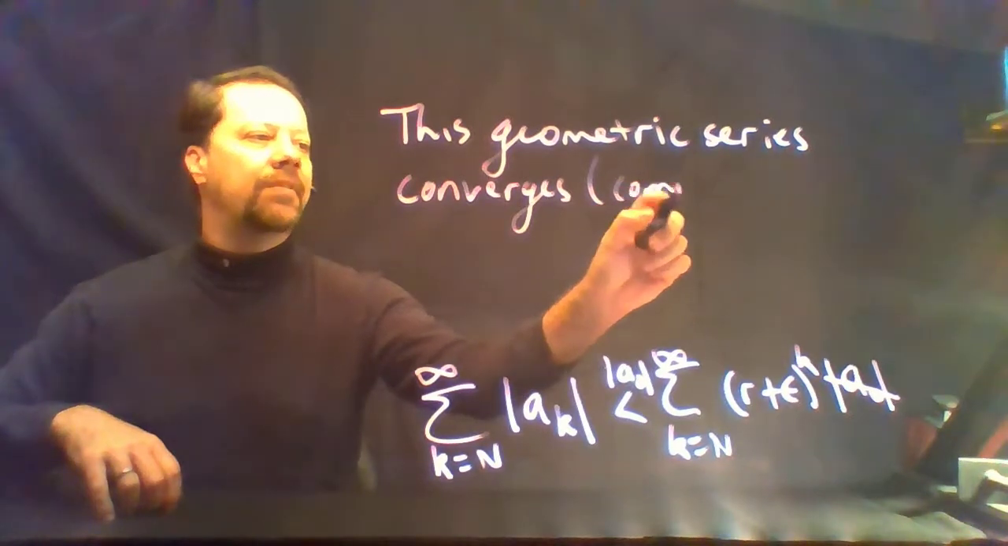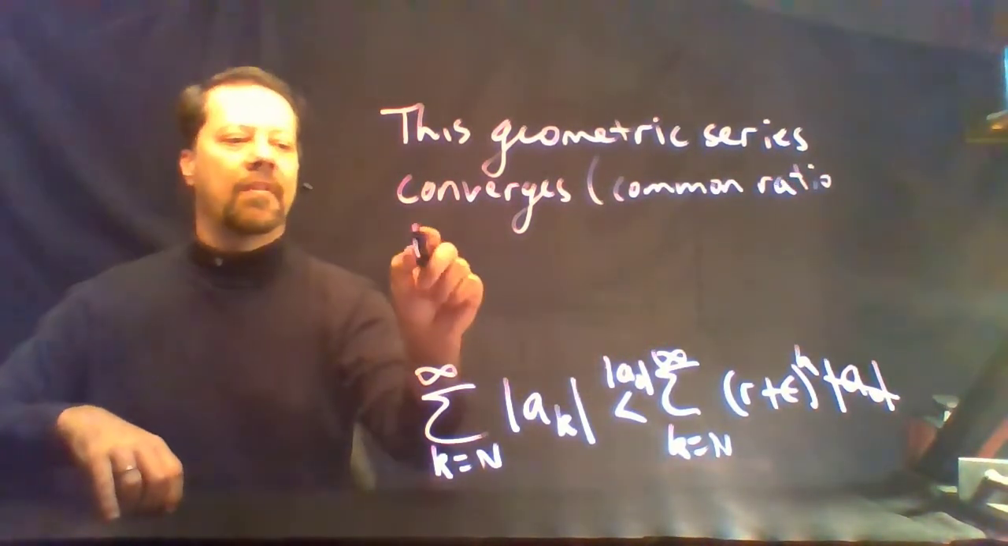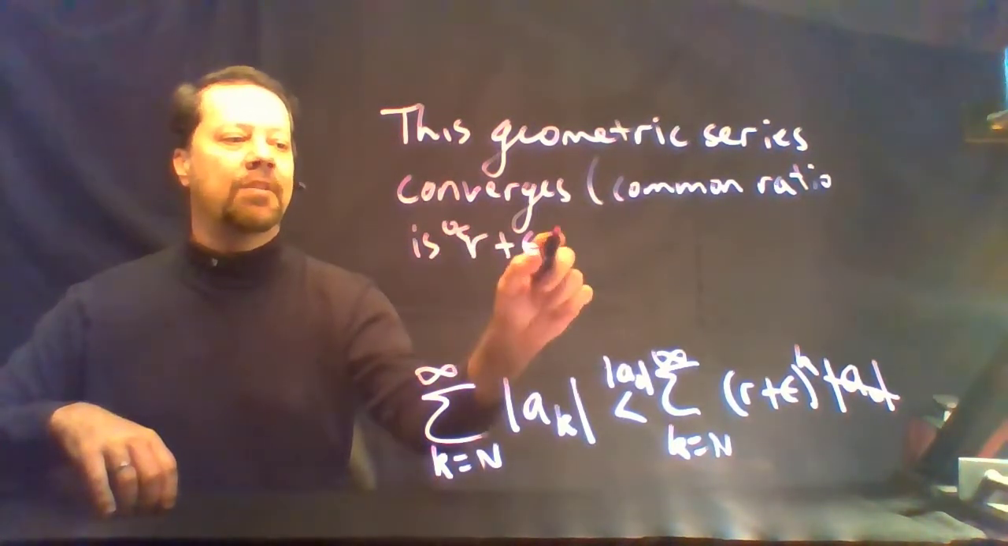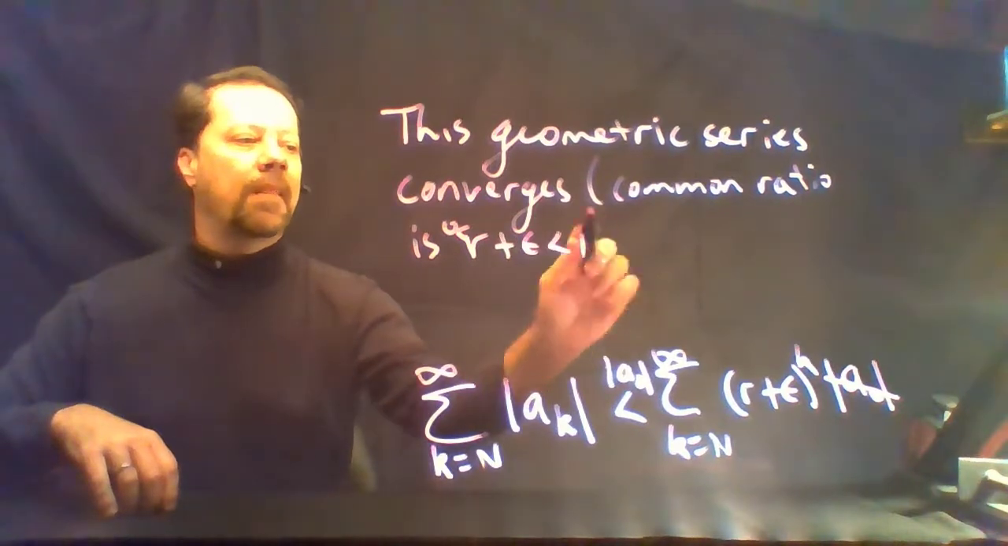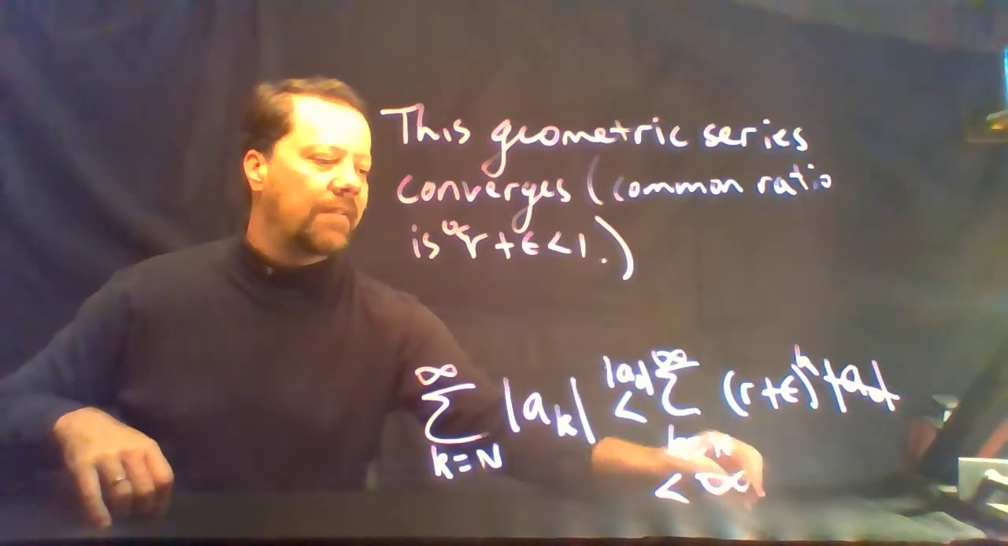The common ratio is r plus epsilon, which is bigger than 0 but less than 1. And that explains why this converges. So we get something smaller than infinity here.